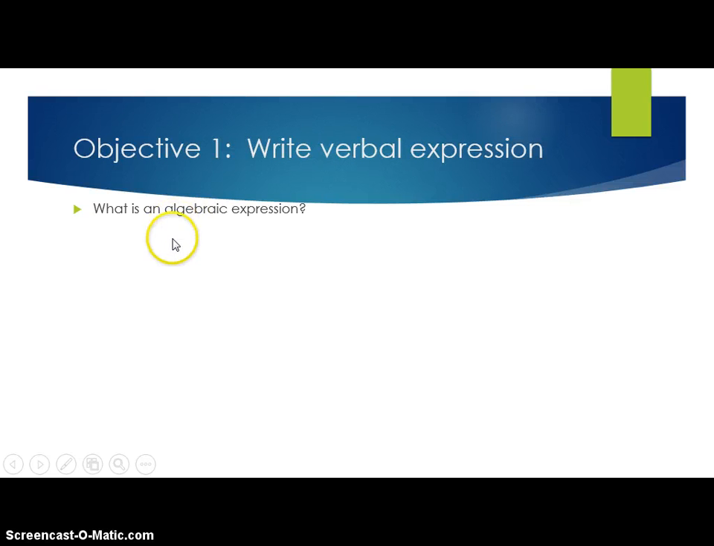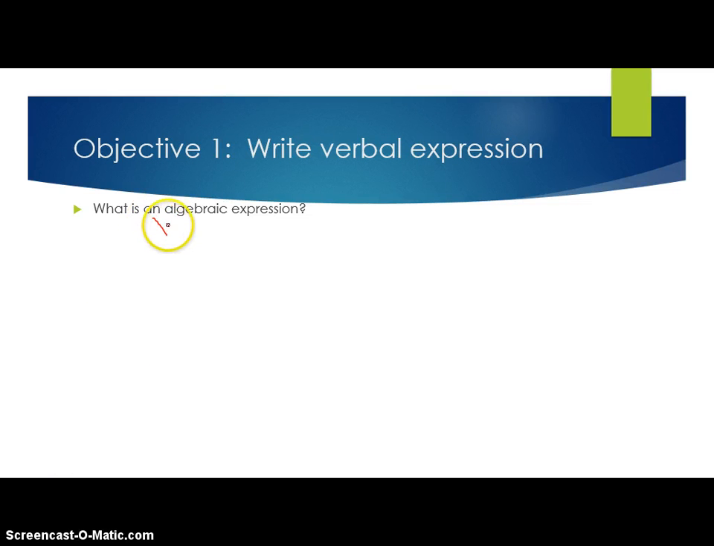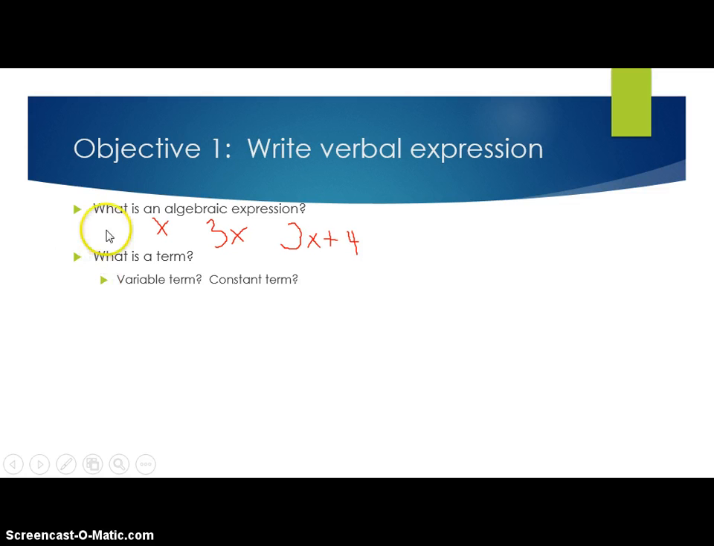Usually, and we'll talk about terms in a second, an algebraic expression, I'll use my pen here, could be something as simple as x, or maybe 3x, 3 times x. Or we could even throw some addition or subtraction in there. We could do 3x plus 4. Now, what is a term? Each of these are terms actually. So x is a term, 3x is a term, and actually 3x plus 4 is 2 terms.